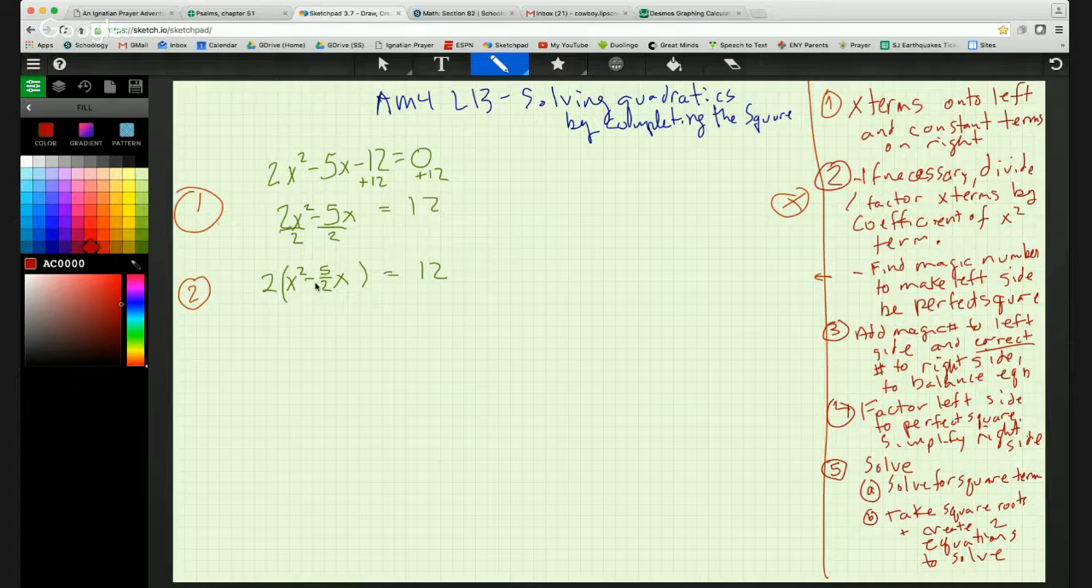Now we need to find the magic number that makes this a perfect square. And that is the middle thing, negative 5 halves over 2, and then square it. So negative 5 halves over 2 is negative 5 fourths. And if you struggle with that, that's negative 5 halves divided by 2, which is equal to negative 5 halves times 1/2, which equals negative 5 fourths. Okay. Erase that, and we have to square it. And that's 25/16.